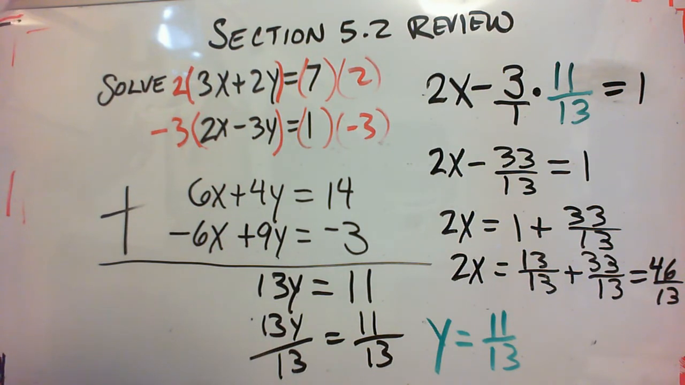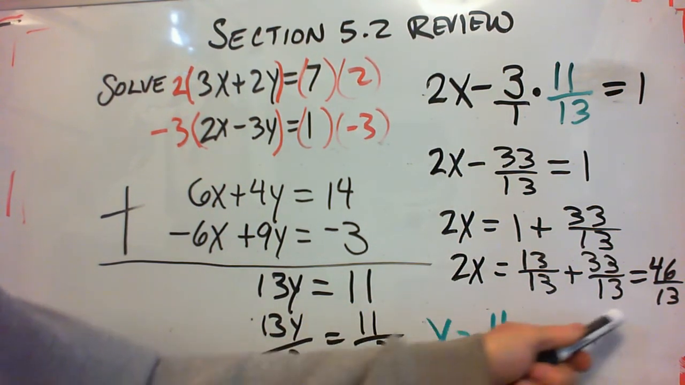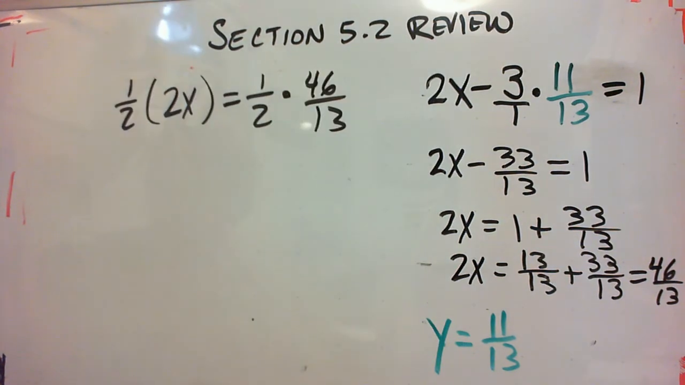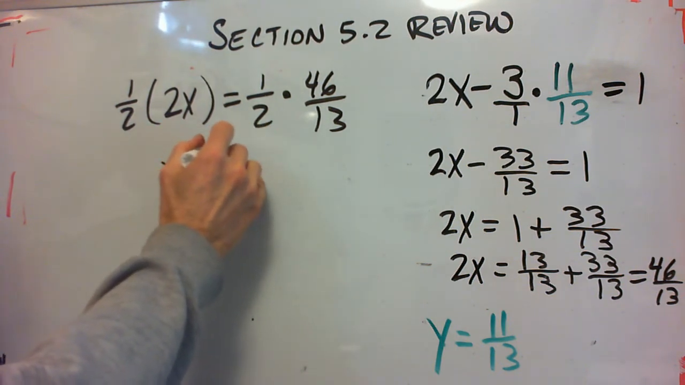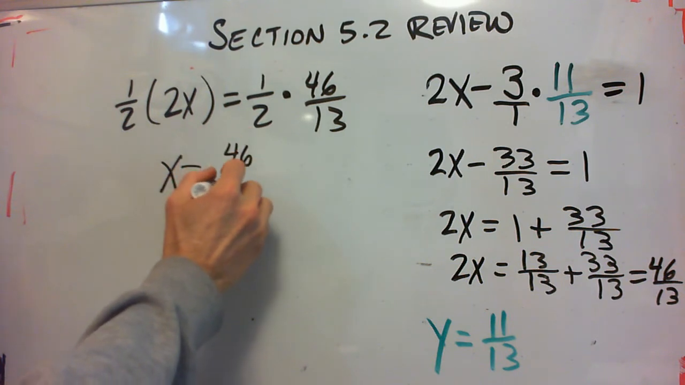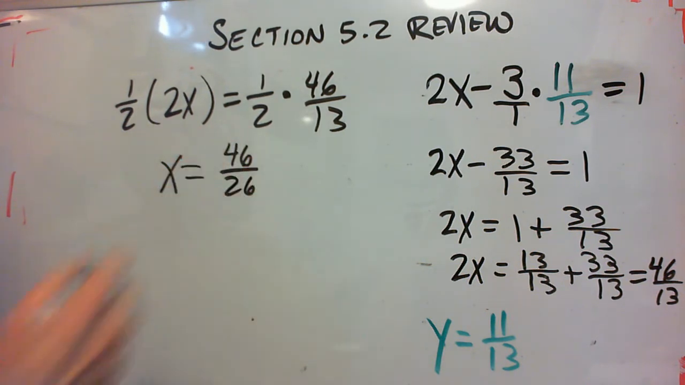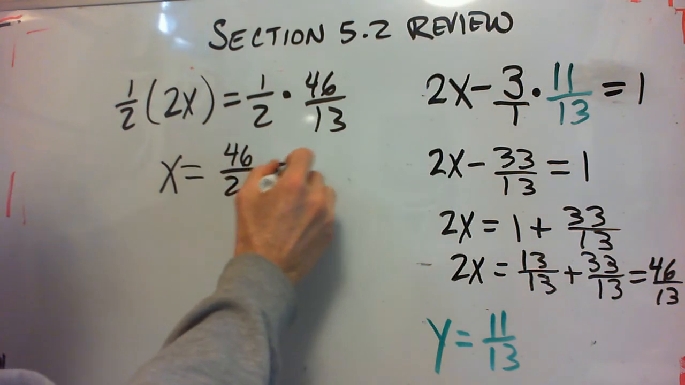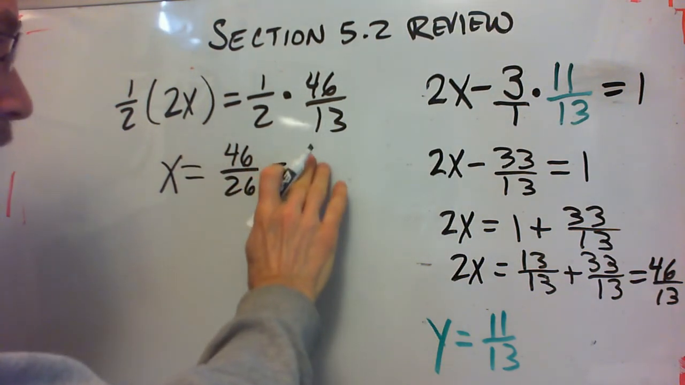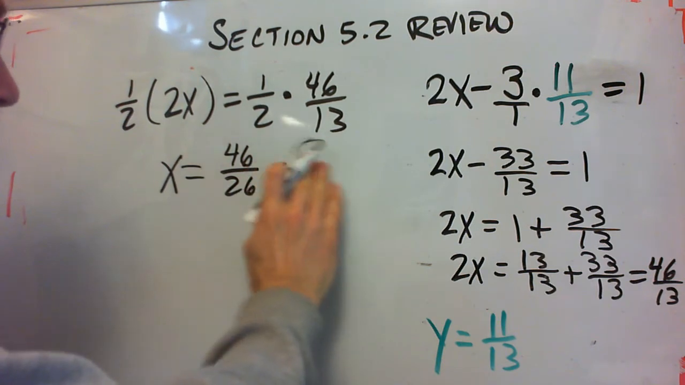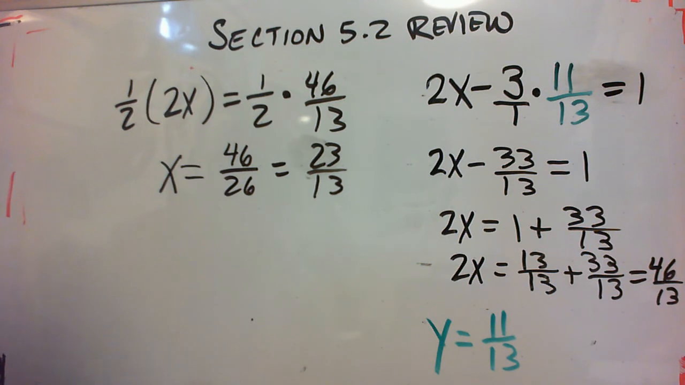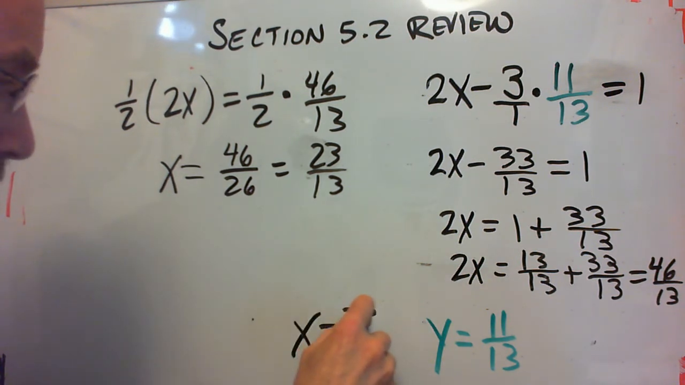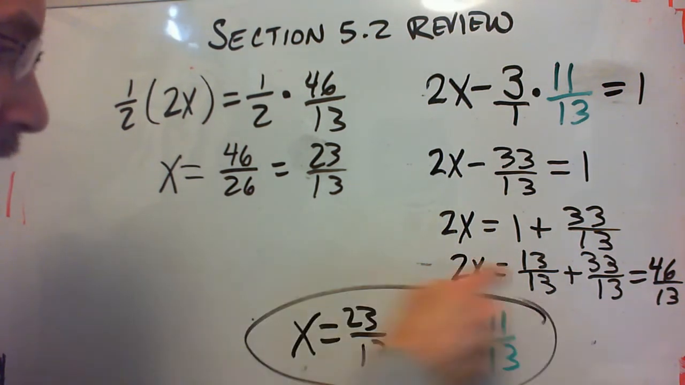So to get x, we need to multiply both sides of this equation by 1/2. So when we multiply both sides of the equation by 1/2, 1/2 times 2x, we get x equals 46/26, which reduces to 23/13. So that's our x, 23/13. Our y is 11/13.